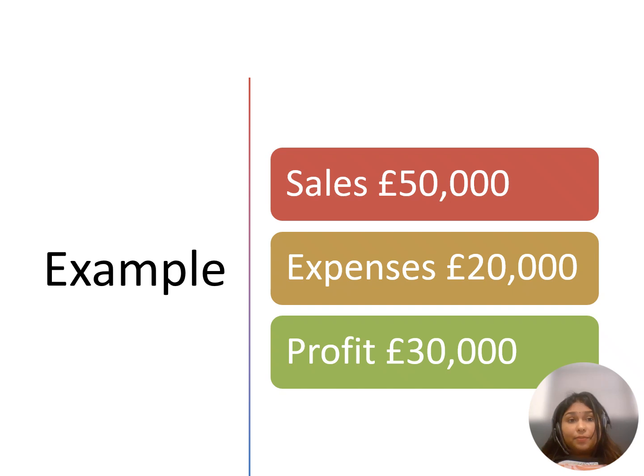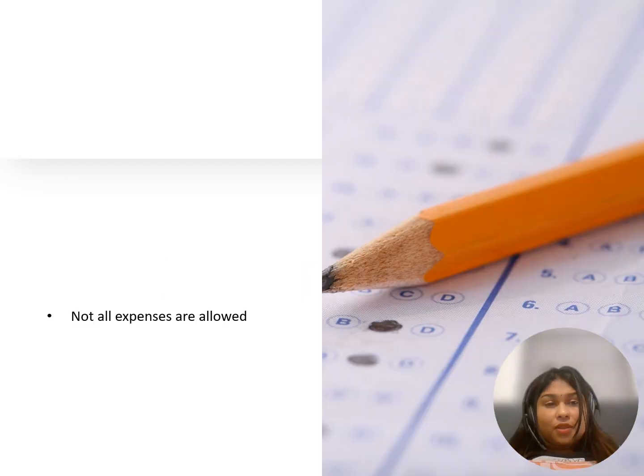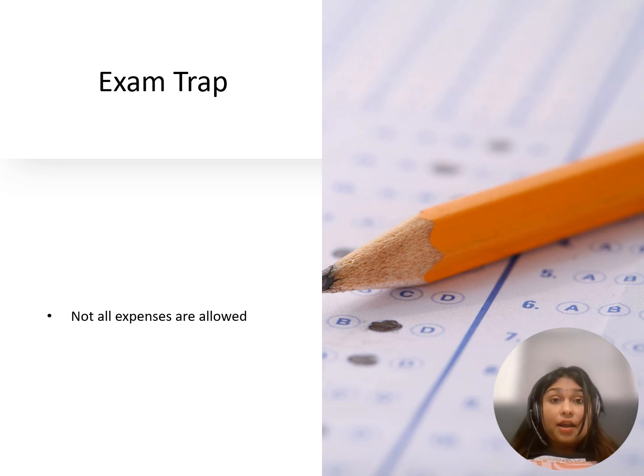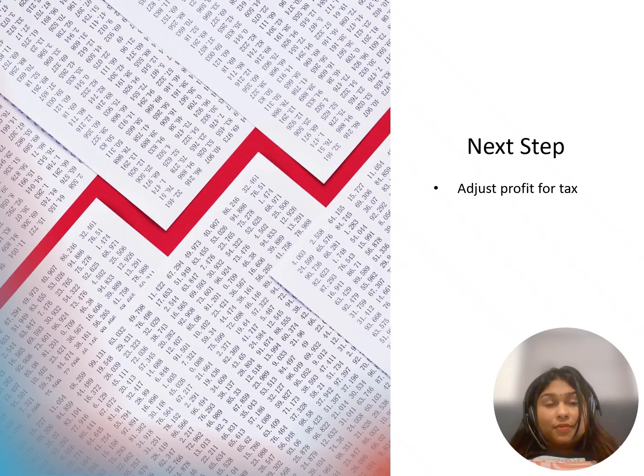Let's take a quick example. If a business earns £50,000 and spends £20,000, the taxable profit is £50,000 minus £20,000, which is £30,000. Sounds simple, right? But here is where students lose marks. Not all expenses are allowed for tax purposes. So the profit you calculate in accounts is not the final profit for tax. We need to adjust it, and that's exactly what we will cover next.